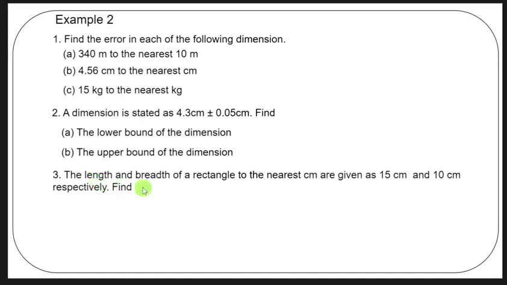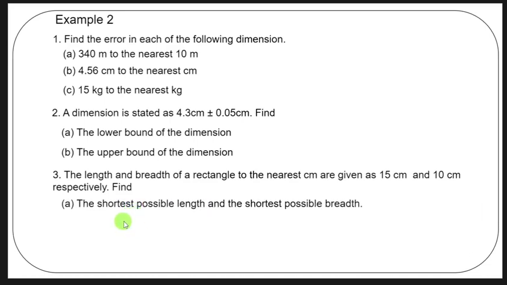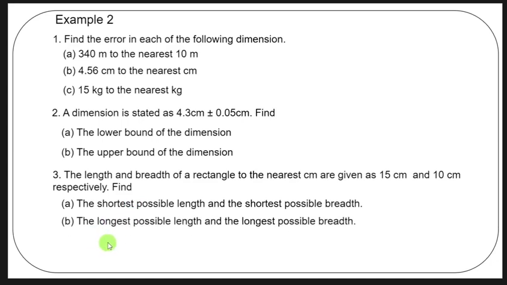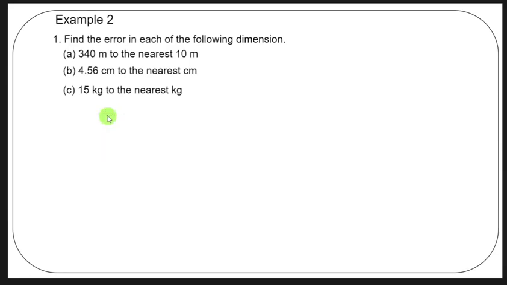Then we have 3, they're saying the length and breadth of a rectangle to the nearest centimeter are given as 15 centimeters and 10 centimeters respectively. Then they're saying find A, the shortest possible length and the shortest possible breadth, then B, the longest possible length and the longest possible breadth, and then C, the limits between which the area must lie. All right, so let's start with A here.